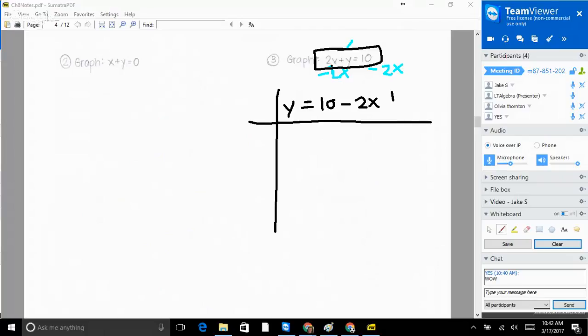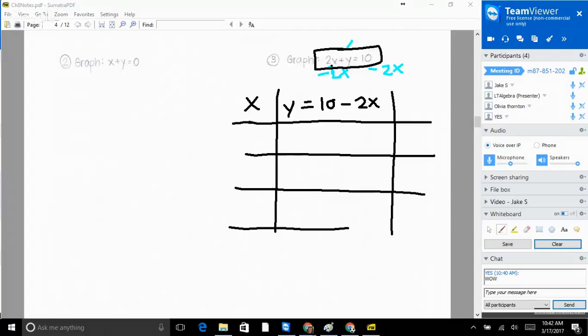So now I make a chart. What x do I always like to pick first because it's the easiest? 0. Because then I say, y equals 10 minus 2 times 0. What's 2 times 0? 0, right? So when x equals 0, y equals 10. So my point would be at 0, 10.